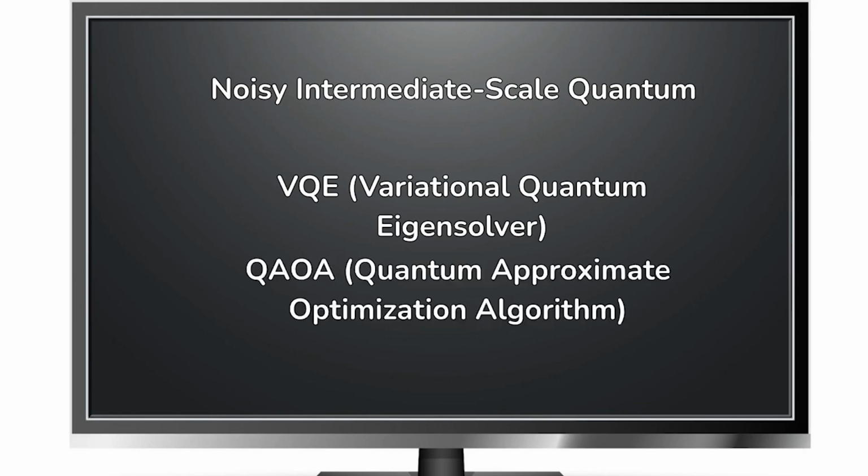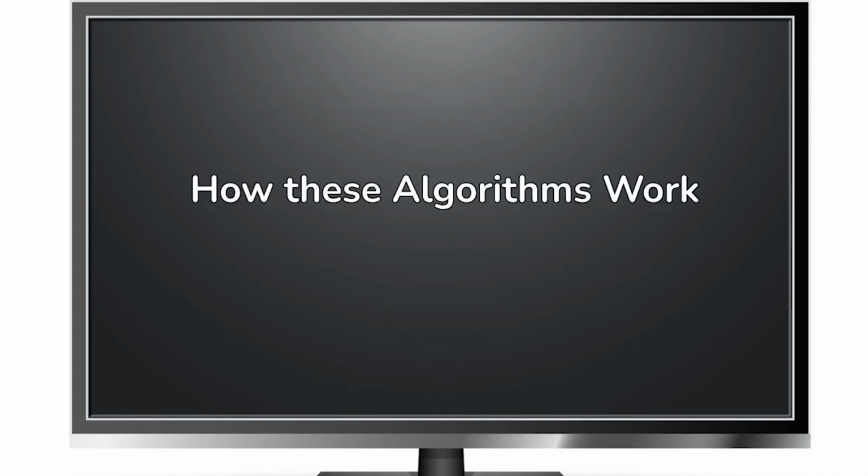Some popular hybrid algorithms include VQE, variational quantum eigensolver, used for finding the ground state energy of molecules. QAOA, quantum approximate optimization algorithm, tackles optimization problems like scheduling or logistics. And variational classifiers used in quantum machine learning. These algorithms are designed to work on noisy hardware and often require only a few qubits. That makes them perfect for today's devices and a bridge to the future.